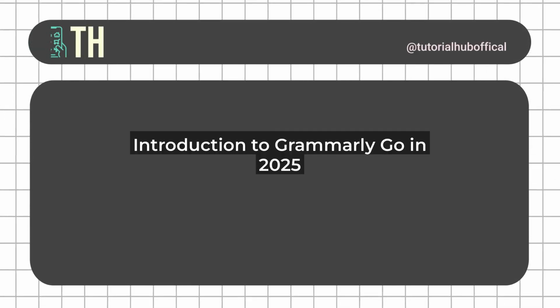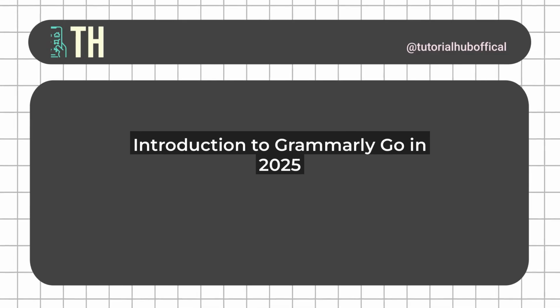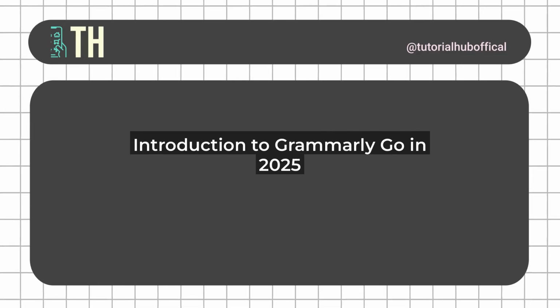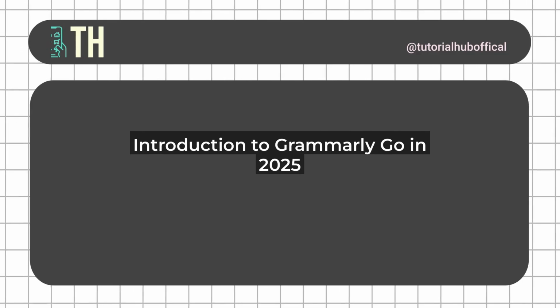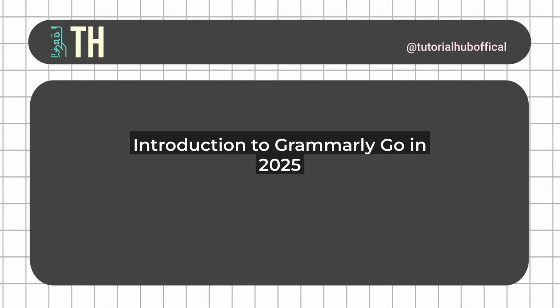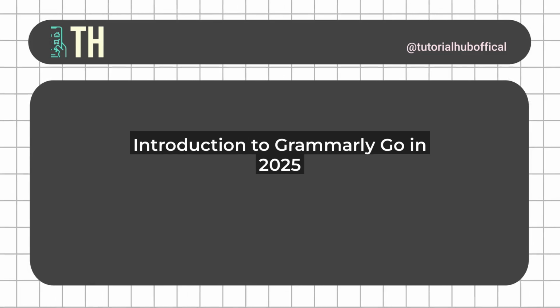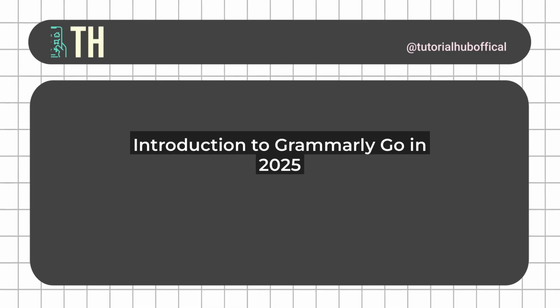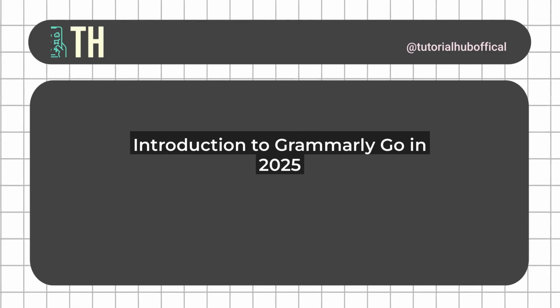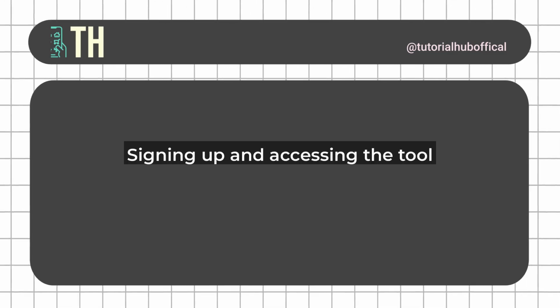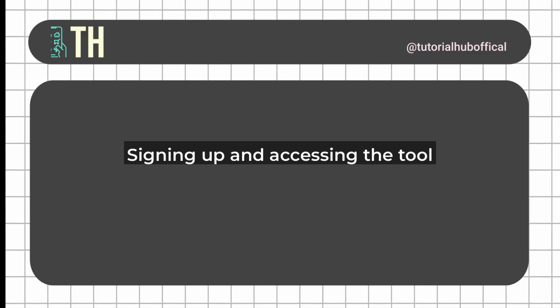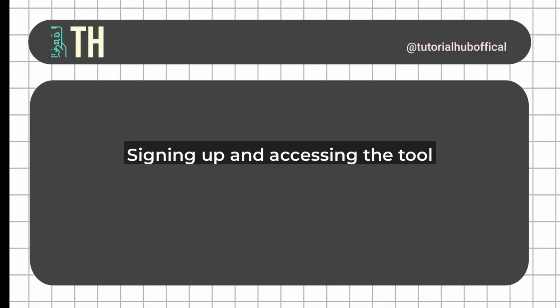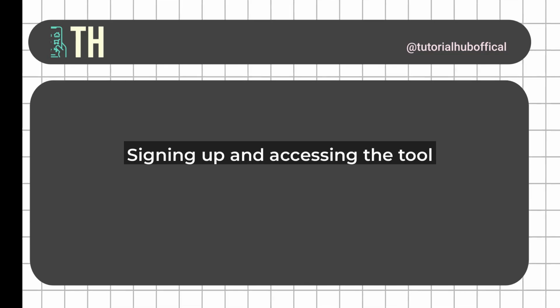Today, we're tackling how to use Grammarly Go in 2025. If you're a writer, student, or professional looking to polish your content with cutting-edge AI, this guide is perfect for you. Grammarly Go is the latest evolution of Grammarly's tools, offering smarter suggestions, real-time corrections, and even AI-generated content to make your writing effortless. First off, let's start with the basics.